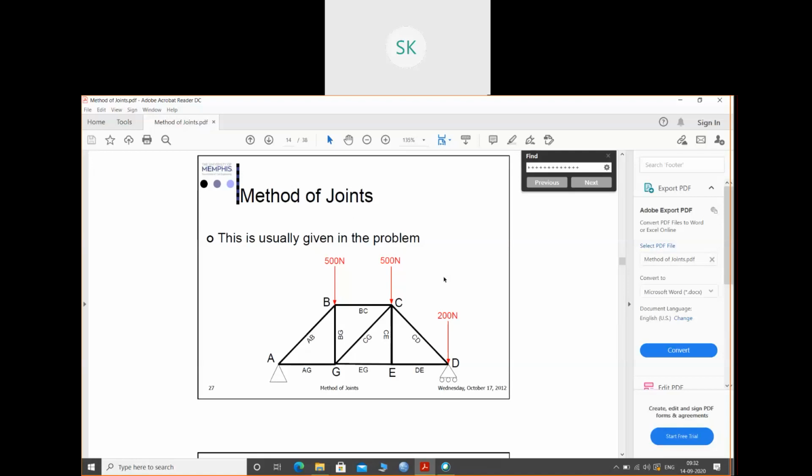Method of joints. This is the question given to you. See, A, B, C, D. Three forces are acting: 500, 500, and 200 at B, C, and D.